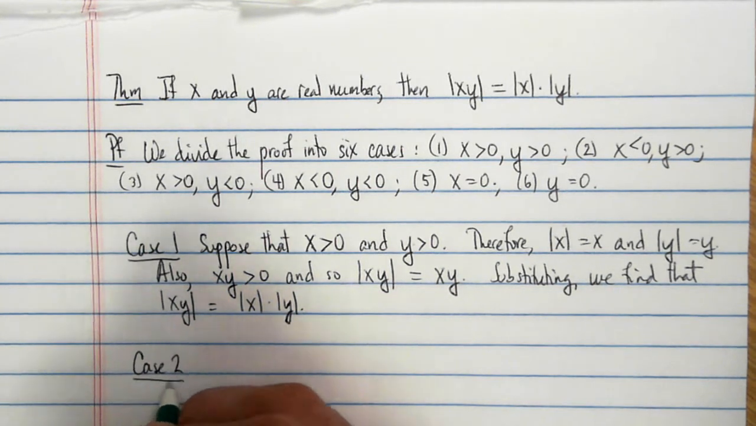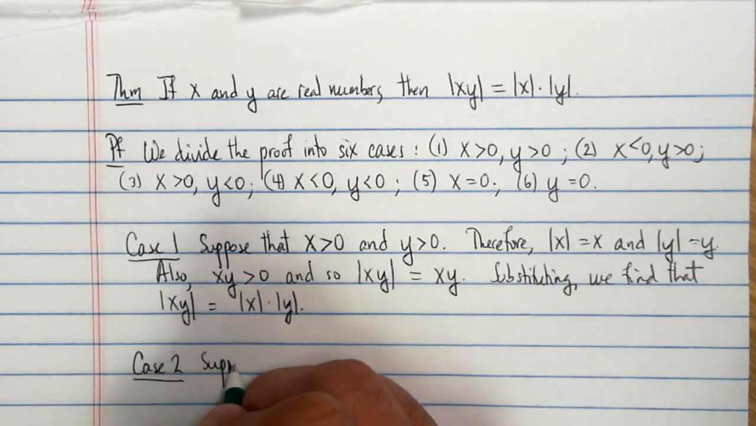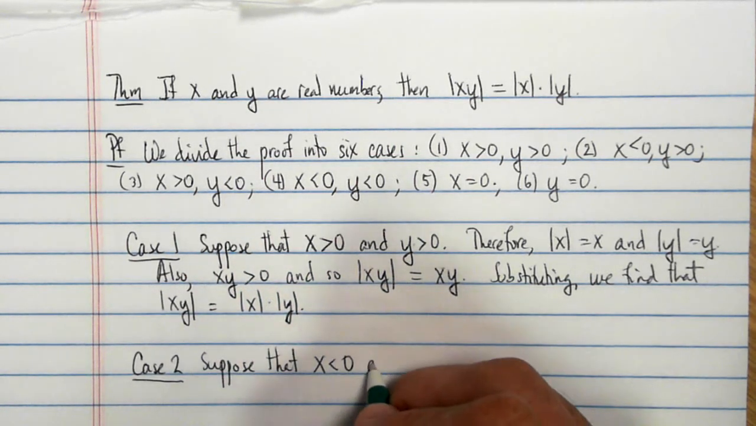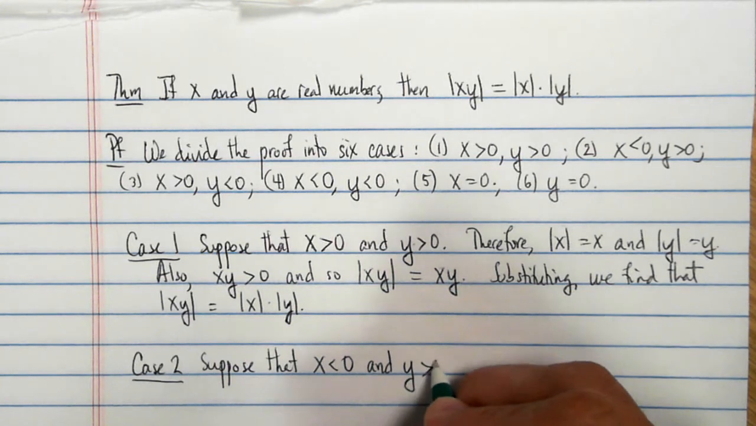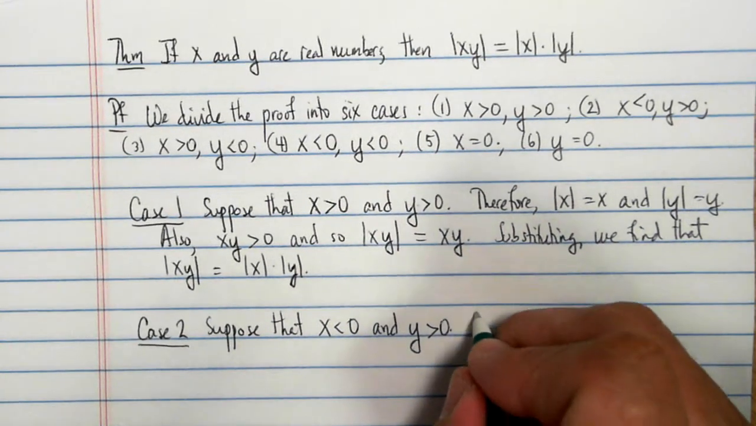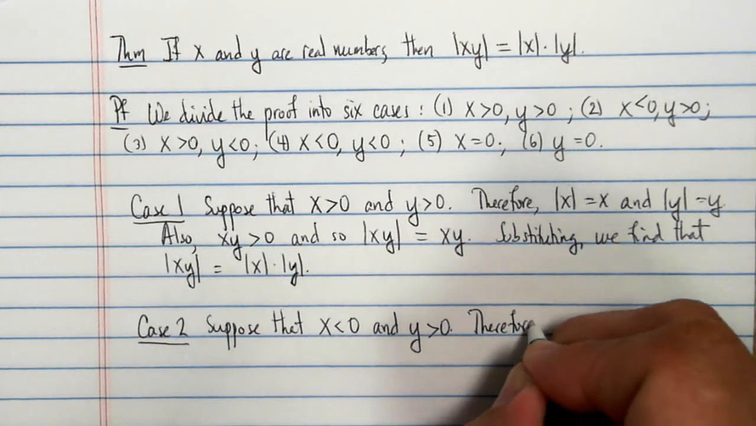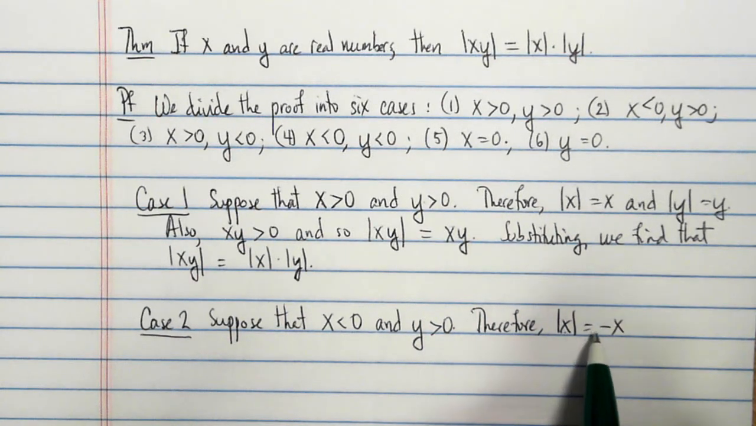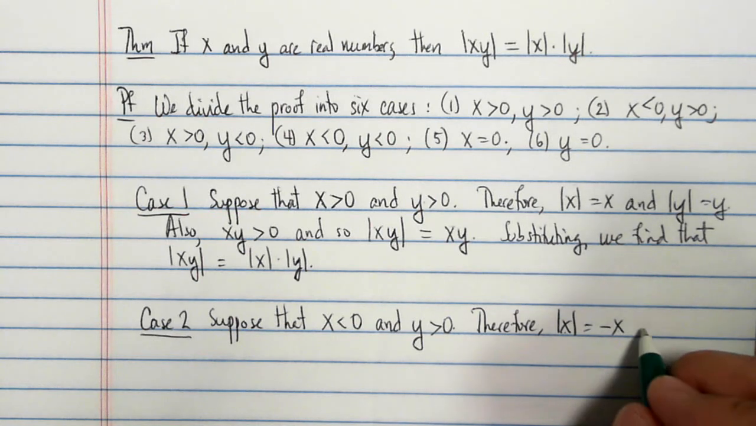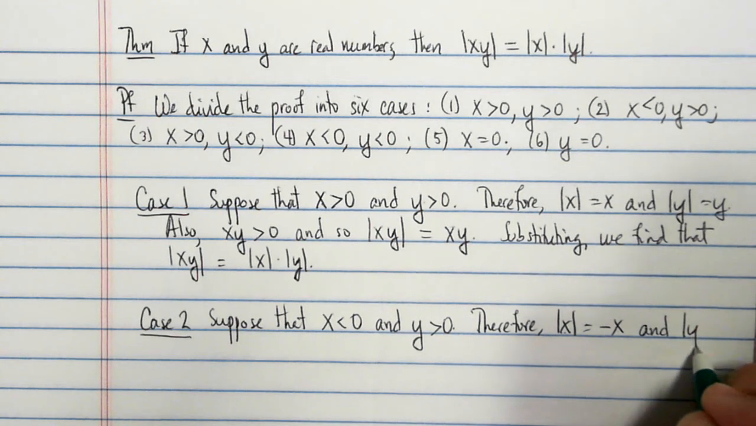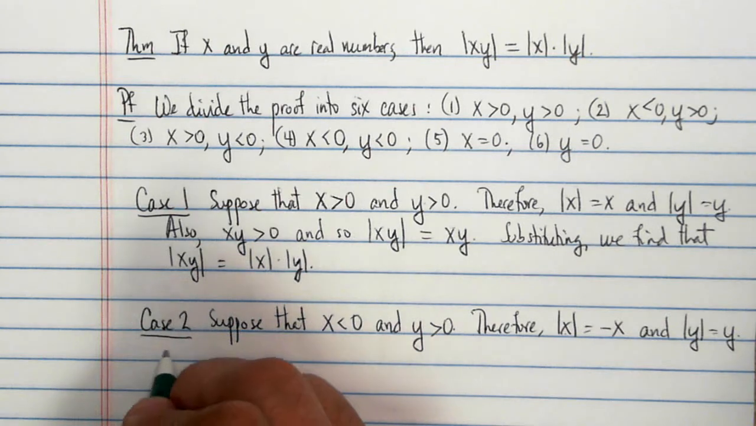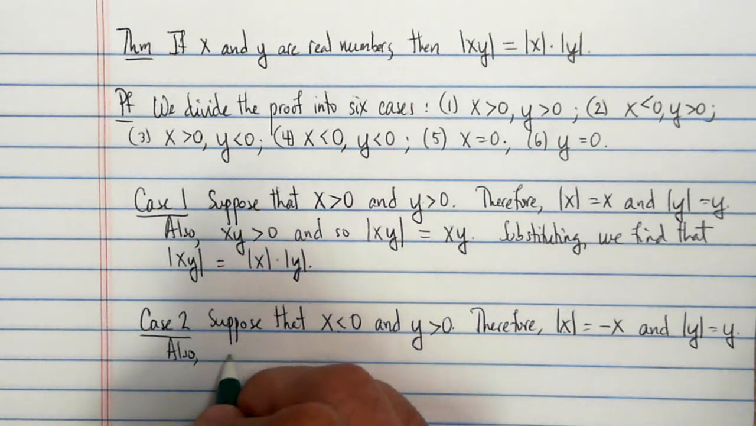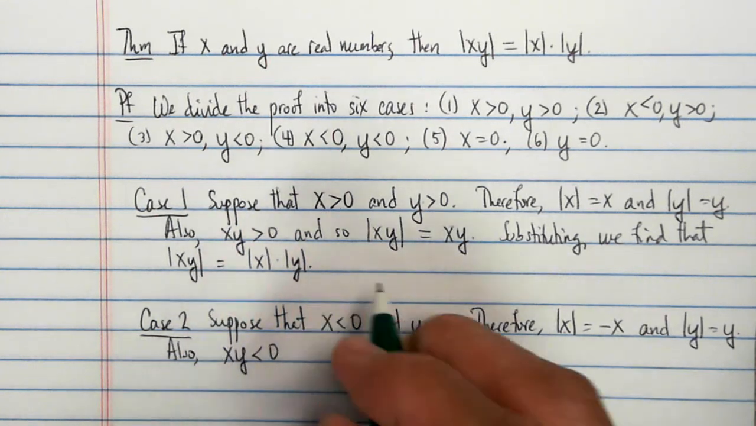Case 2. Suppose that x is less than 0 and y is greater than 0. Then by definition of absolute value, the absolute value of x is negative x. x is negative, and so negative x is positive. And the absolute value of y is equal to y. Also, if x is negative and y is positive, then the product x times y is negative.